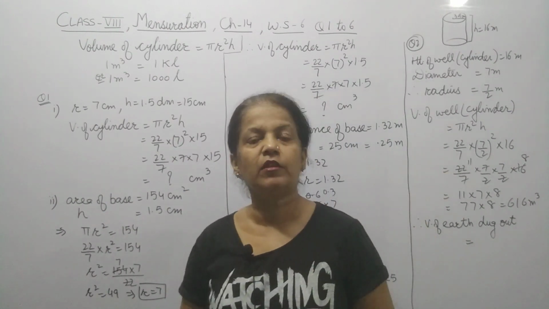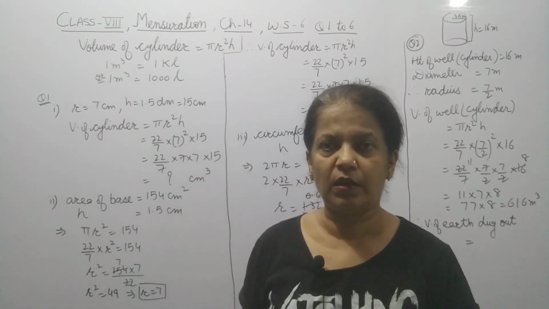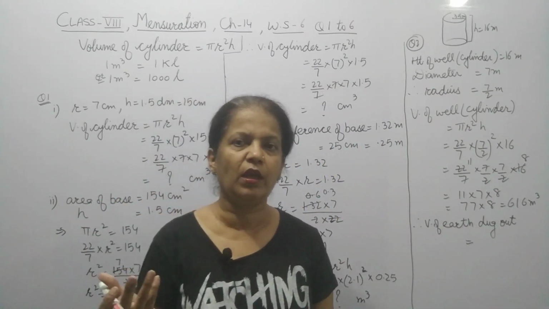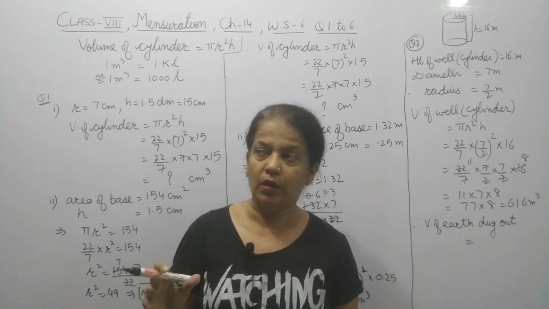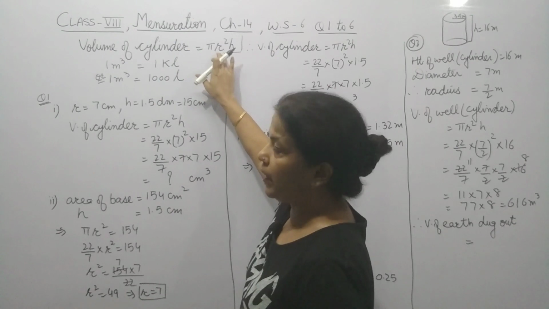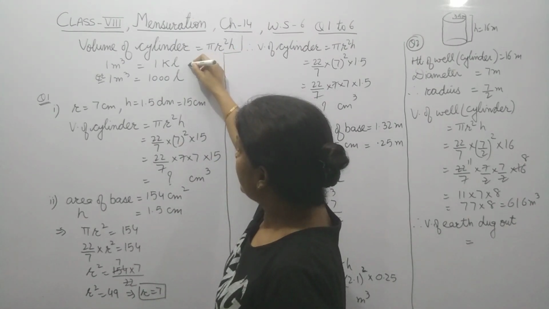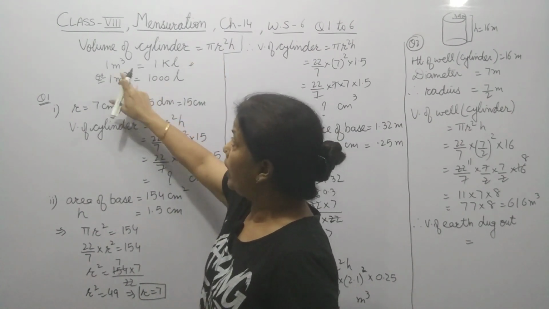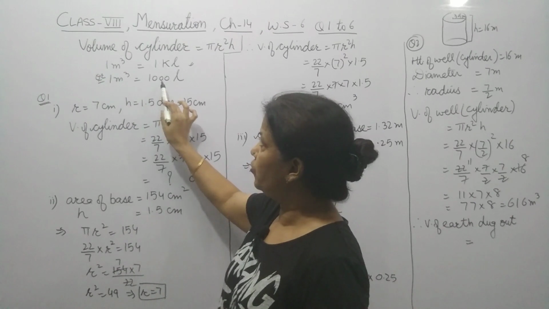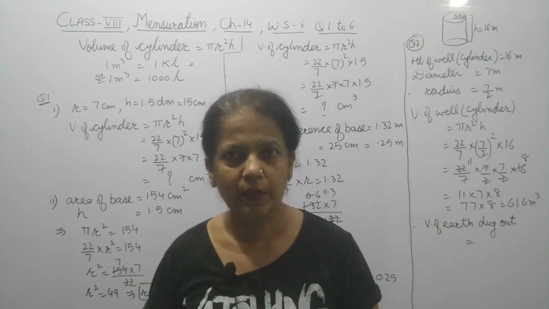Worksheet 6 is related to the volume of cylinder. Volume of cylinder means, for a cylinder vessel, how much quantity it can hold. The formula for volume of cylinder is pi r square h. One more thing you have to remember: 1 meter cube equals 1 kiloliter, or we can say 1 meter cube equals 1000 liter also. This conversion also you have to remember.